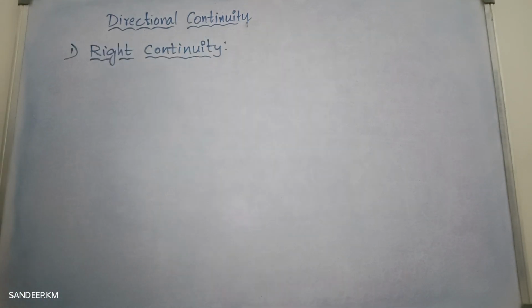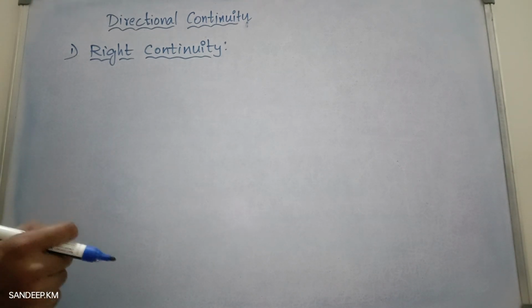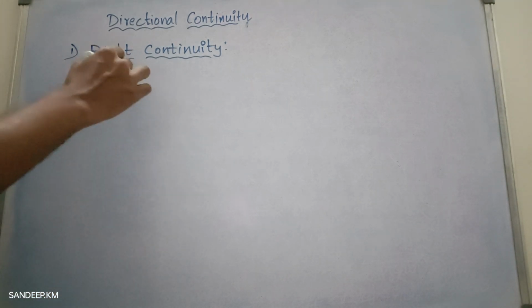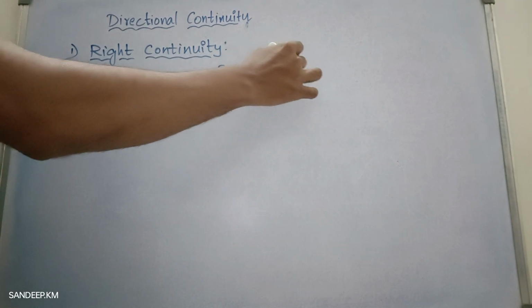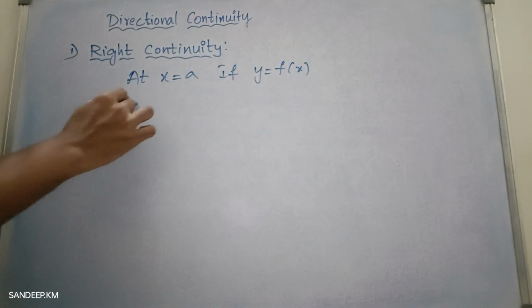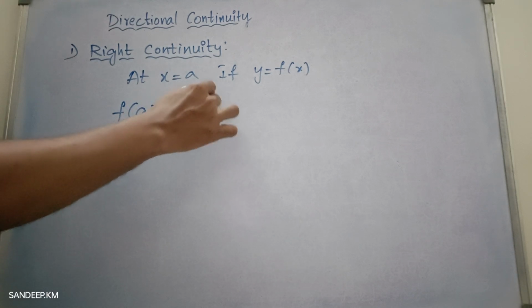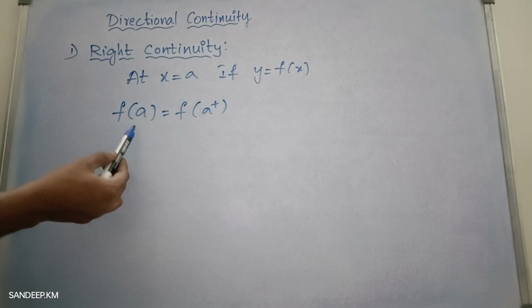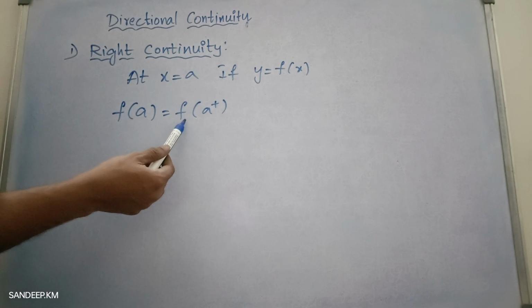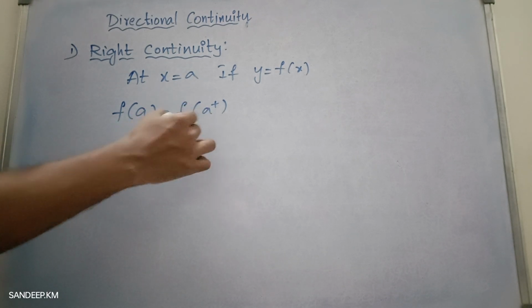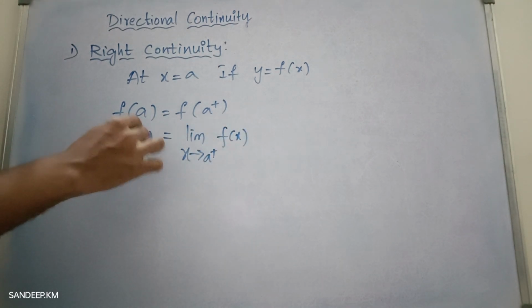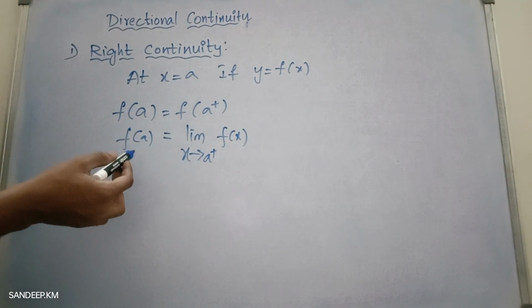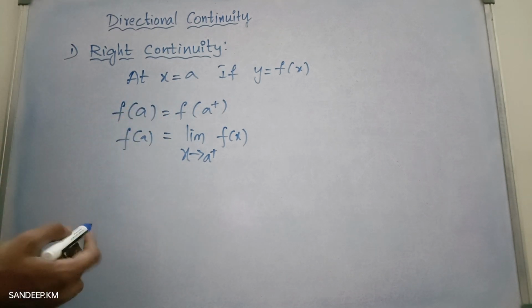Let us start. First let us discuss right continuity. When can a function exhibit right continuity at x is equal to a? Dear students, at x is equal to a, if the function y is equal to f of x is such that f of a is equal to f of a plus, the value of the function at x is equal to a is the same as the right hand limit at x is equal to a. So f of a plus means limit x approaches a plus f of x. So if the right hand limit is equal to the value of the function at x is equal to a, then we say that the function is right continuous.